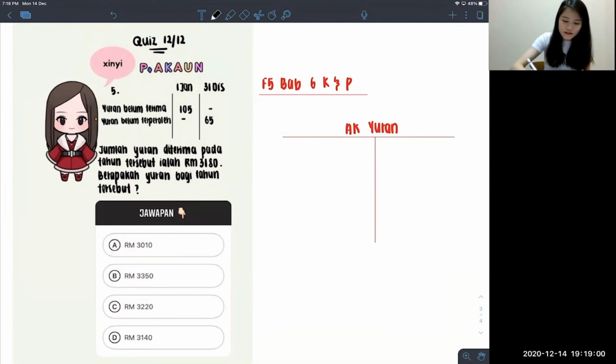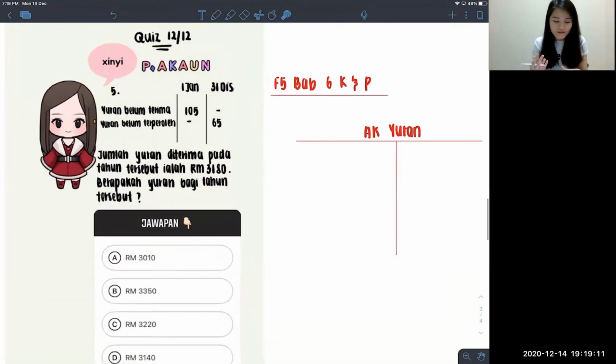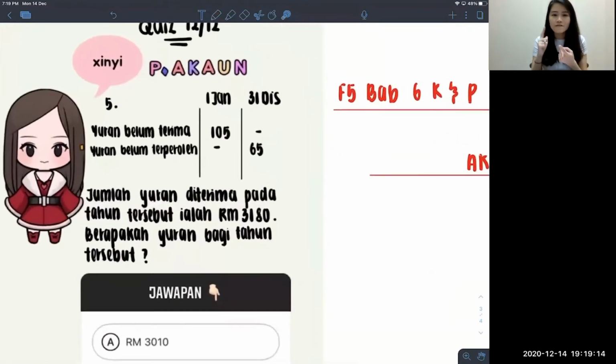We will mainly focus on the items that they provide. So over here, they have provided us with yuran belum terima and yuran belum terperoleh of 1st January and 31st December. So you can make it a habit, okay? Whenever you see things that have a date, 1st January, 31st December, immediately you label them Baki BB and Baki HB, because this is our tempoh, 1 year. The beginning will be Baki awal BB and the ending of the year will be your Baki akhir HB. So by labeling that, what is the next step?